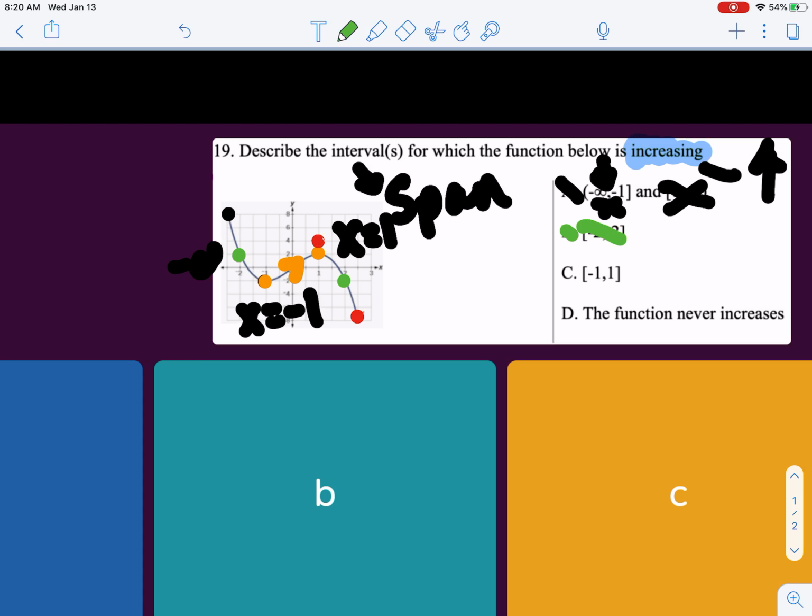The next answer from -1 to 1, so from my orange dots, that's where it's going up. I'm going to put a question mark here because there could be a better answer. So the function never increases. If I never see a dot or a span where the function is rising, then this would be my answer. But because the orange goes up, D is no longer valid. So C is in fact my answer.